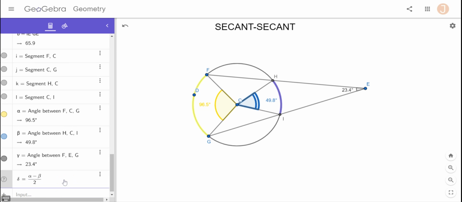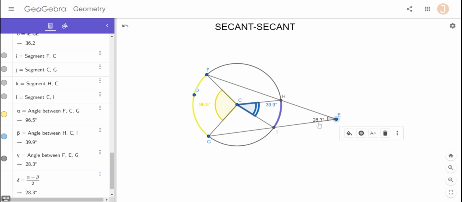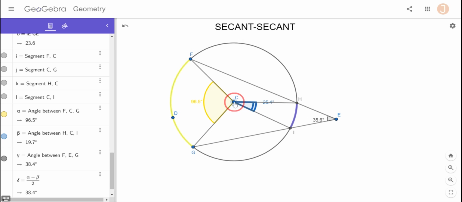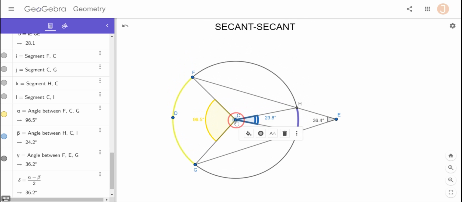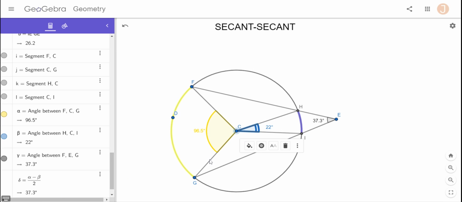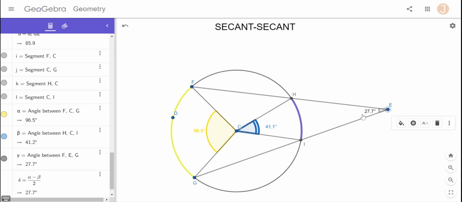And let me hit enter. We get 23.4 for this quotient and 23.4 for our angle measurement. We move it around a little bit. I'm at 28.3 on both. We make our circle a little bigger. We're at 37.4 for both. We move the center of the circle. We're at 36.4 once again for both. Notice how when this is changing, this quotient is staying the same as our angle measurement.